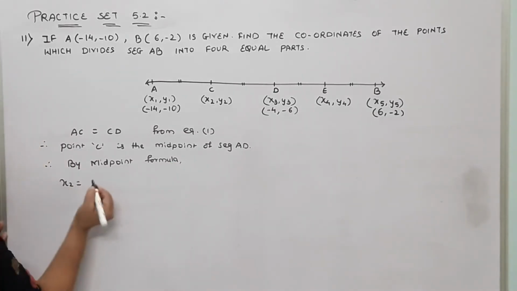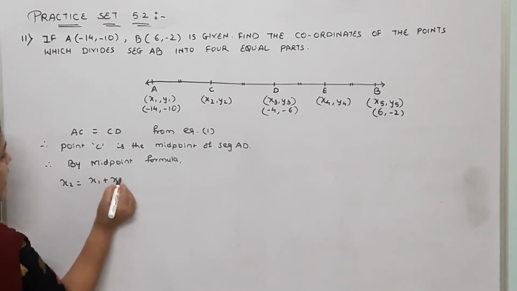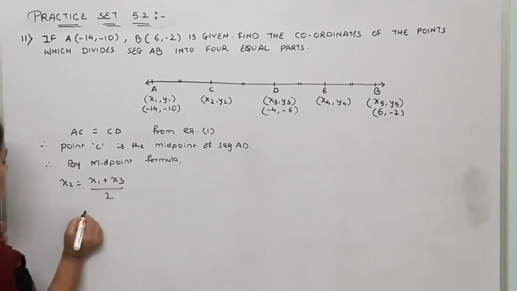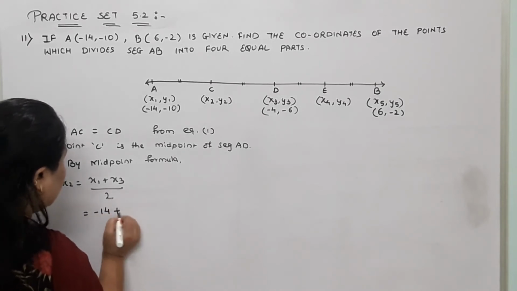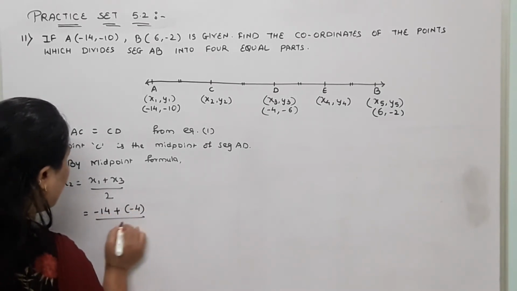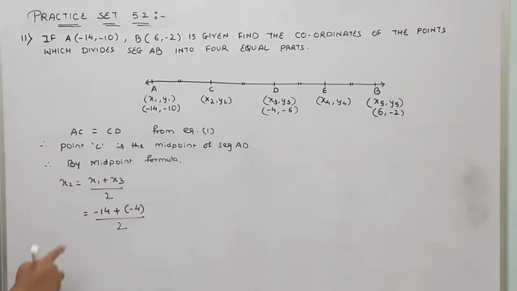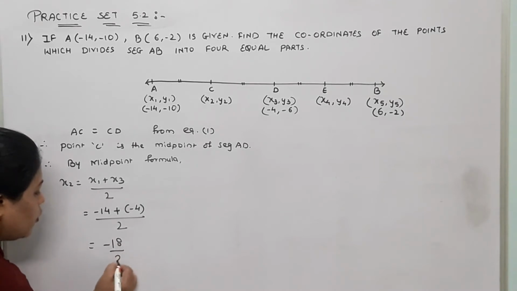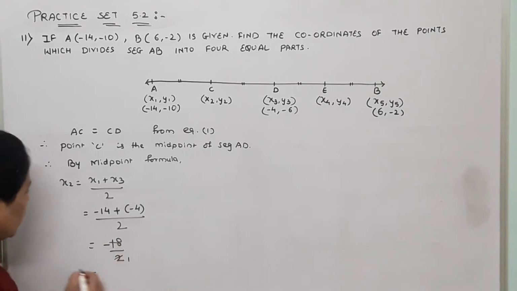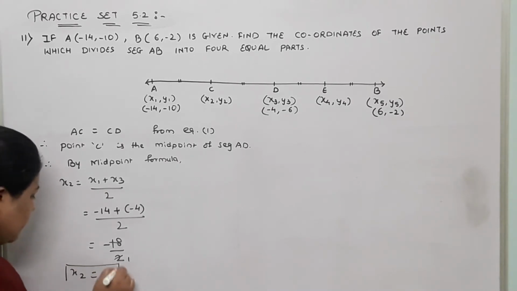x2 is equal to (x1 plus x3) upon 2. Now what is x1? (-14 plus -4) upon 2. Okay. Now minus 14 and minus 4 is equal to minus 18 upon 2. 2 ones are 2, 2 nines are 18. So x2 is equal to minus 9.